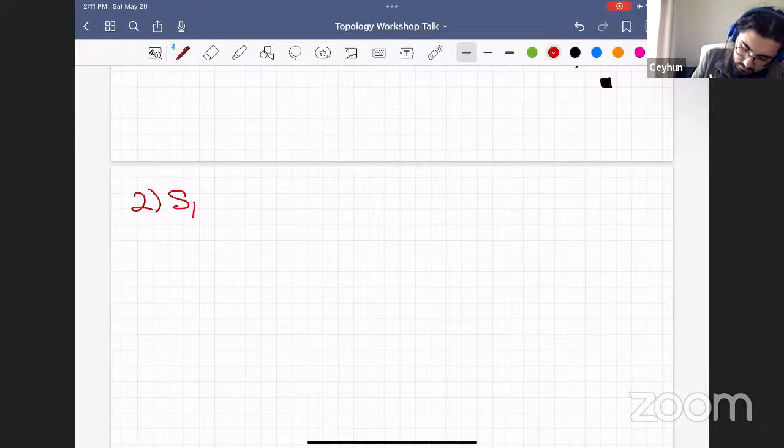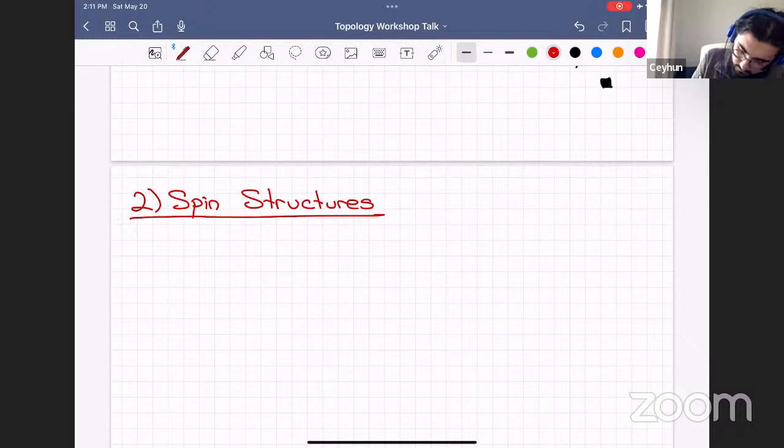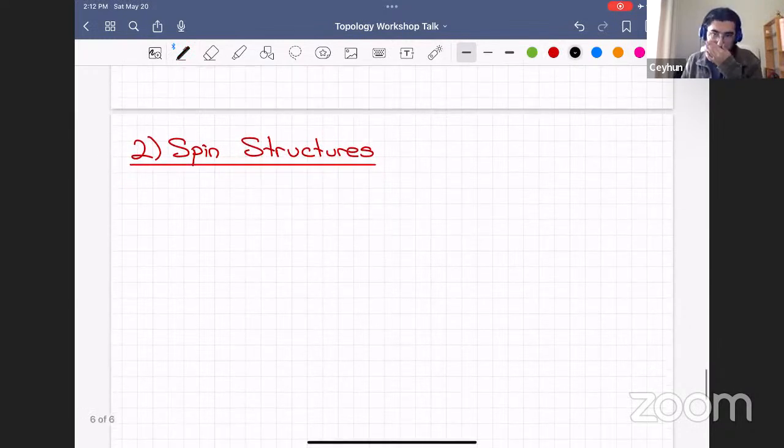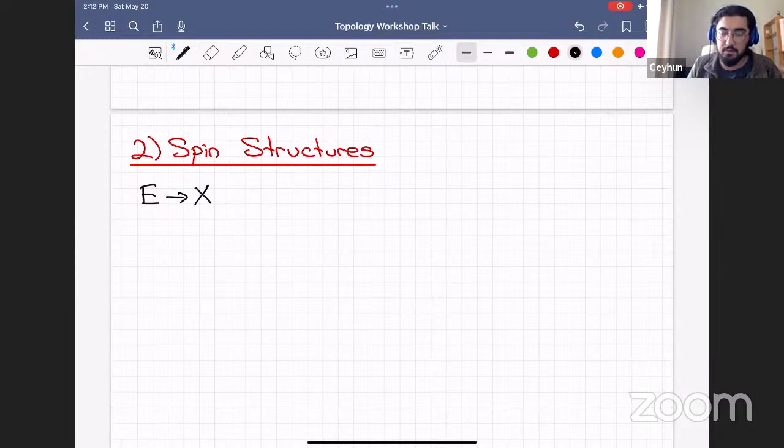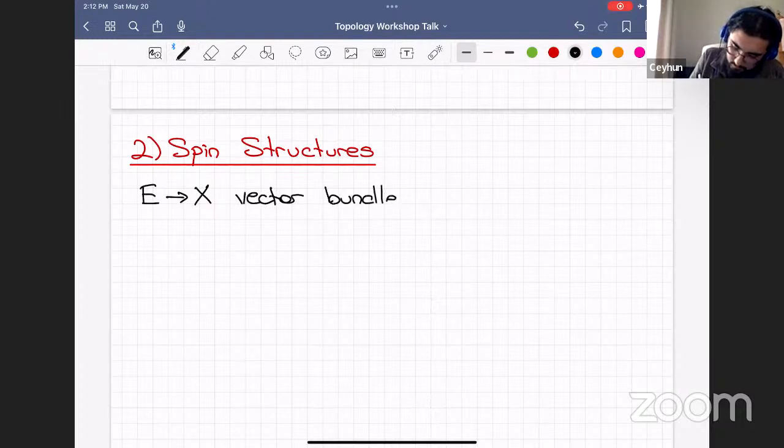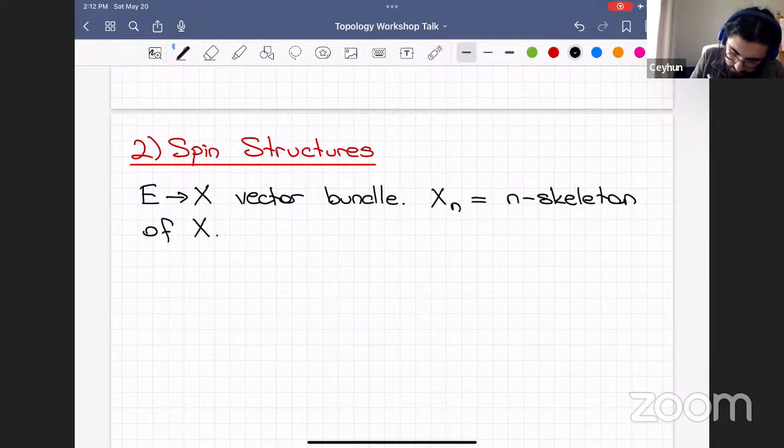so this is spin structures. Okay, so let's say we have a vector bundle E on a manifold, and as I said, this is a vector bundle, and X_n is the n-skeleton, as a CW complex skeleton, of X. Okay. So here's what we want to do. Okay, remarks.